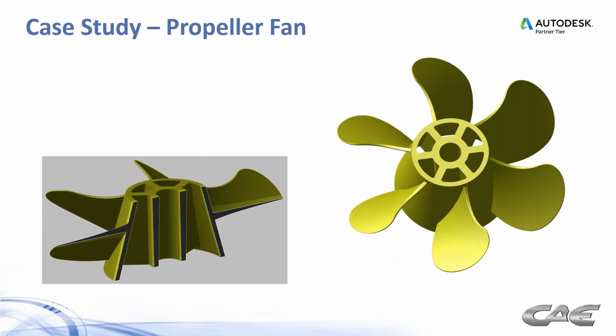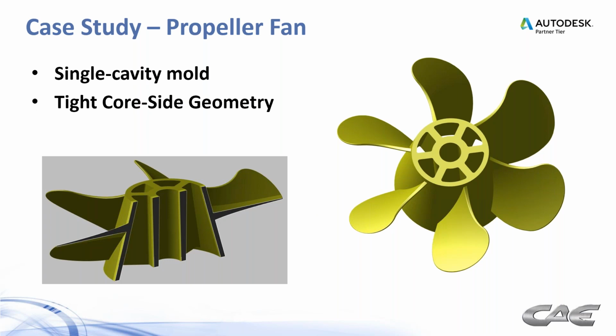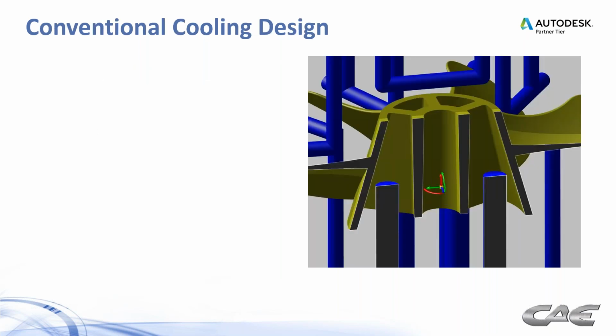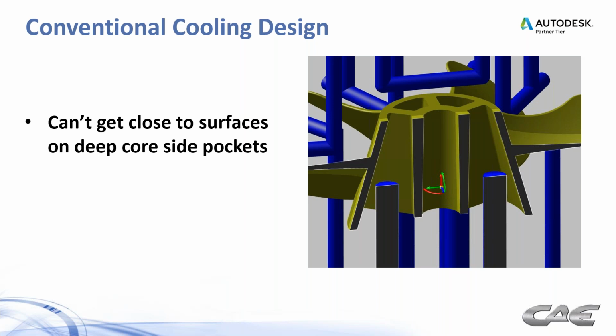So here's a case study for a propeller fan. We've got a single cavity mold. We've got tight core side geometry, and we've got thick walls in the hub. So we look at a conventional cooling design, and you can see right in this area here, we can't get these baffles real close to the surface.